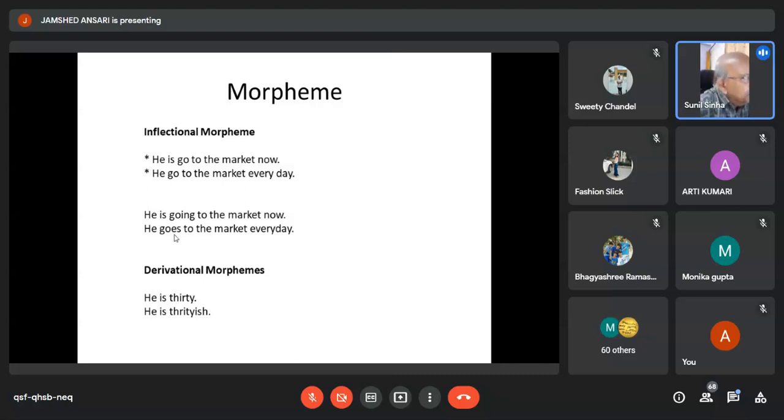So the basic difference between an inflectional morpheme and a derivational morpheme is this: an inflectional morpheme is needed to make the sentence grammatical. A derivational morpheme is needed to extend the meaning of the word. Is that clear?